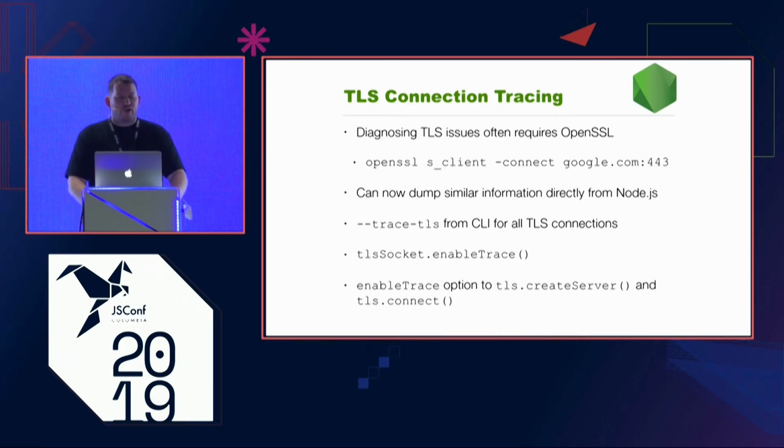In recent versions of Node, we also added TLS connection tracing. So if you've ever wondered why you can connect to this server, but as soon as you try to do it over HTTPS, it doesn't work, and then you might have been directed to use the OpenSSL command line tool, and then you have to extract that out of your code, and it's just more of a headache. But now you can just pass --trace-tls, and you'll get a whole load of debugging information just printed to the console every time you try to do a TLS connection.